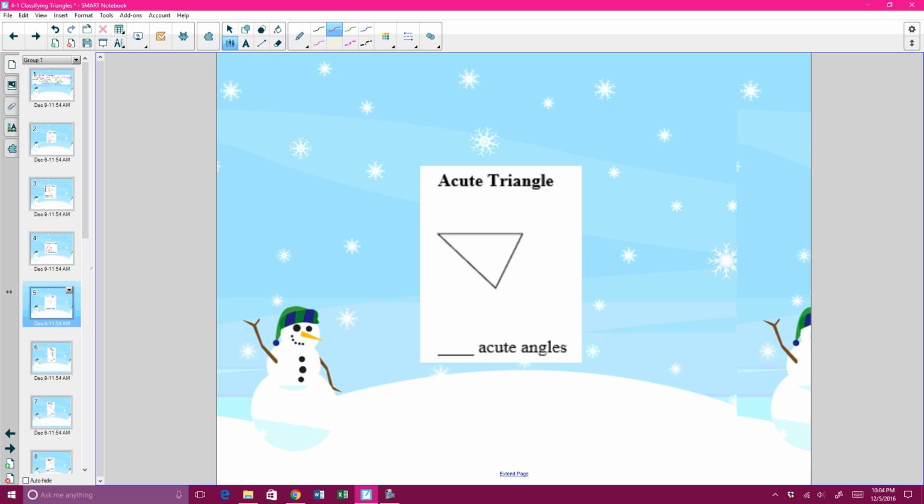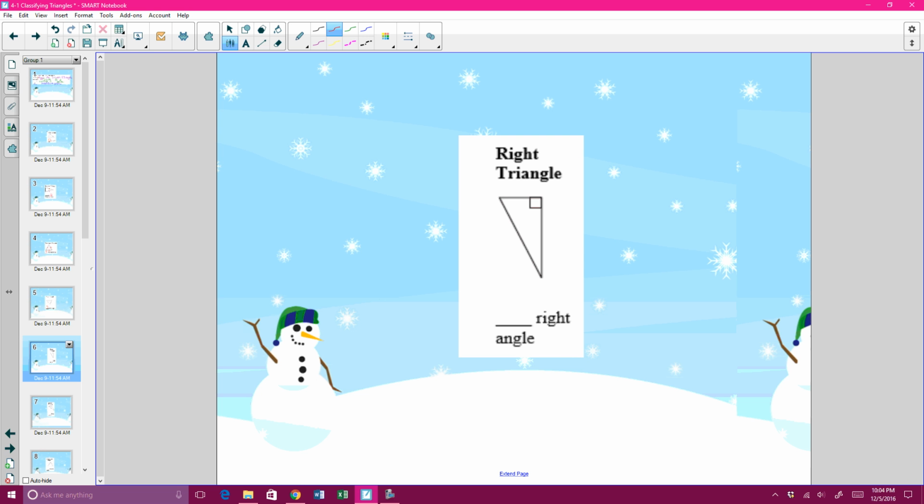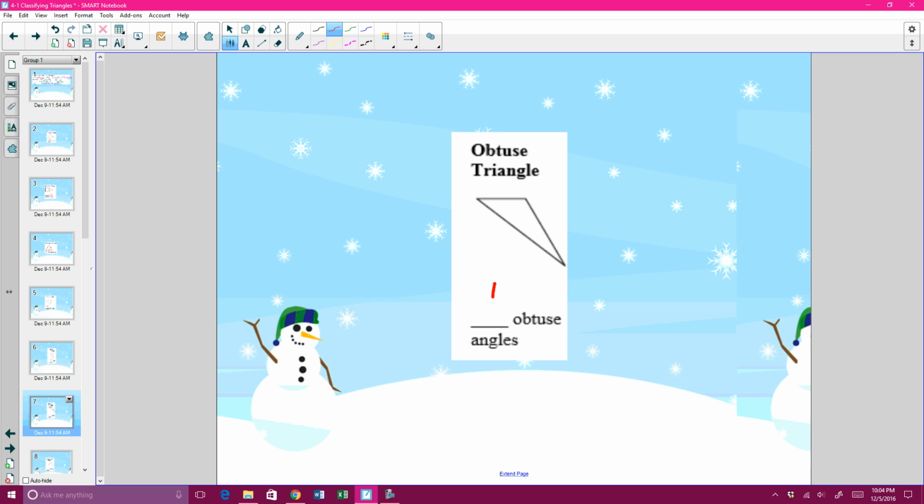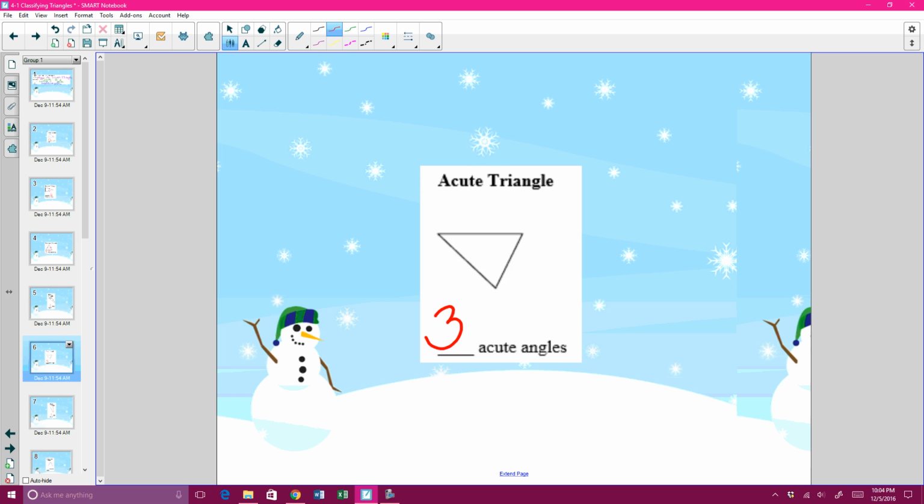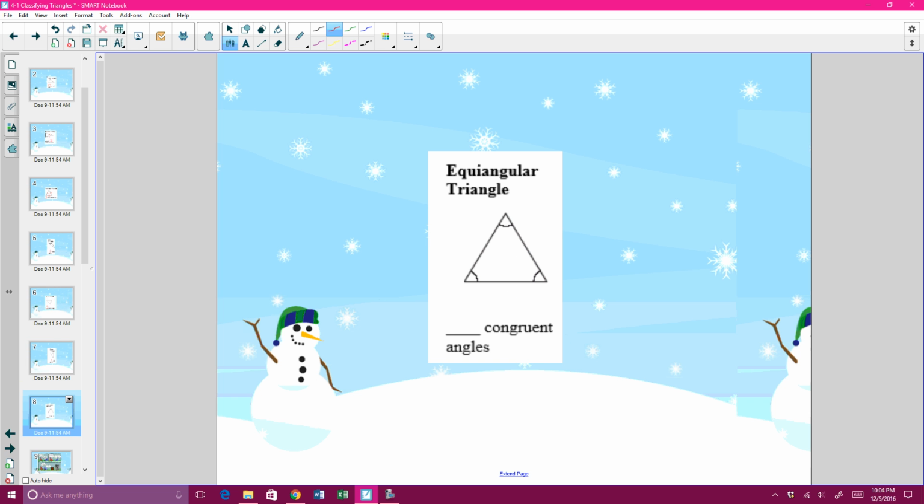You can also identify a triangle by its angles. An acute triangle will have 3 acute angles. A right triangle only has 1 right angle, and an obtuse triangle only has 1 obtuse angle. Lastly, this looks very similar to equilateral. It's also called an equiangular triangle, which just means you have 3 equal angles.